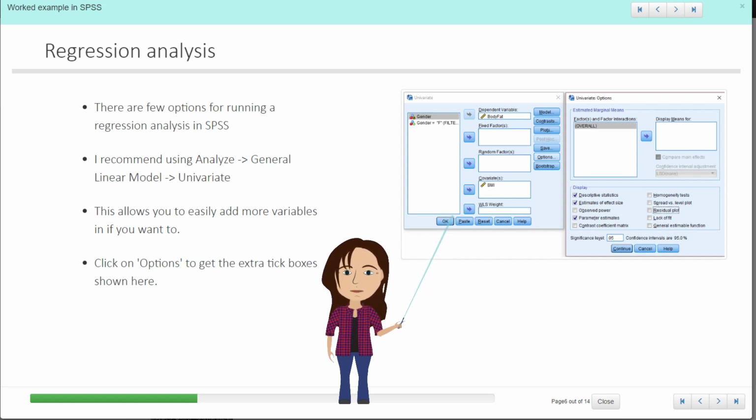If we have a look at the boxes, our dependent variable here is the body fat, and our covariate is BMI.